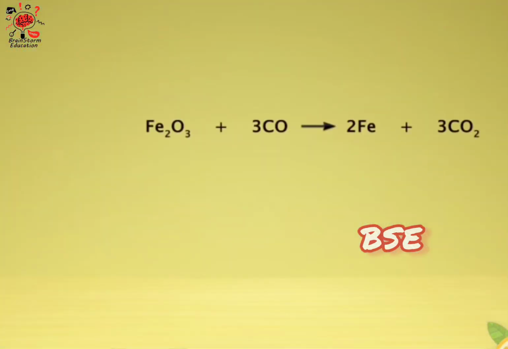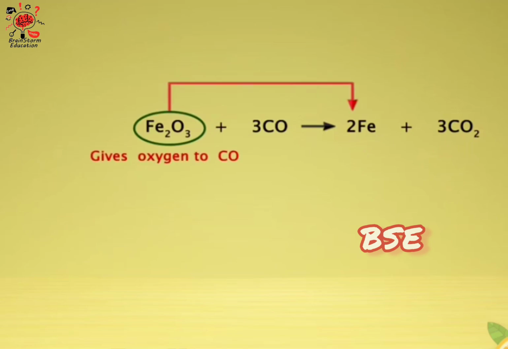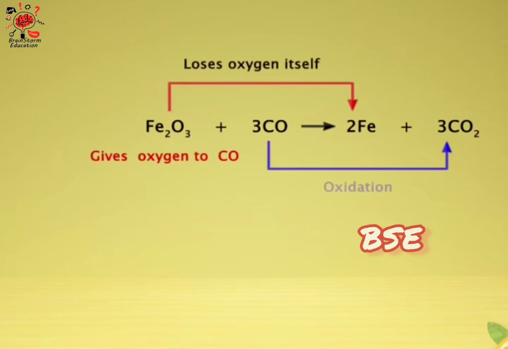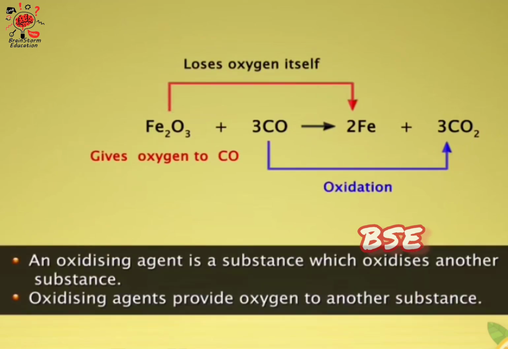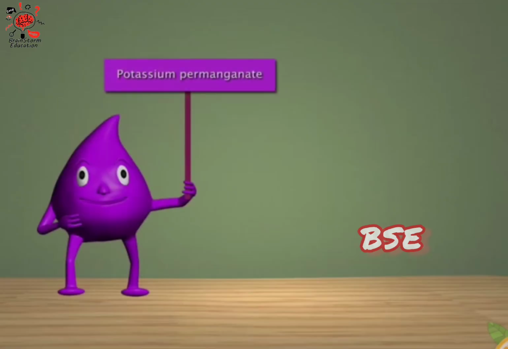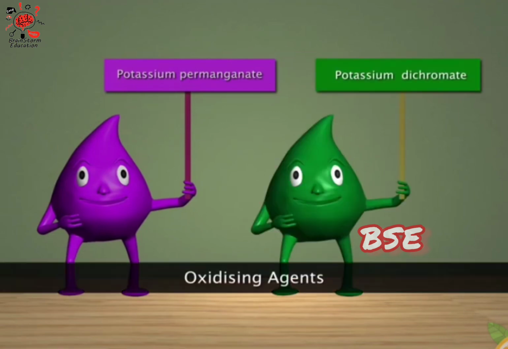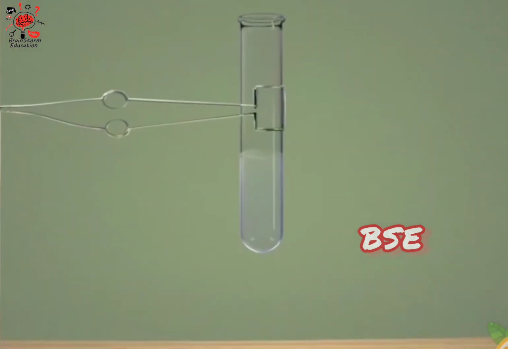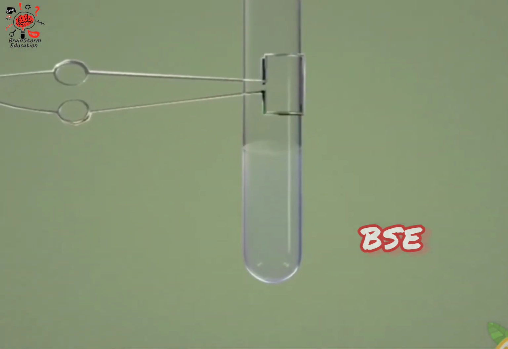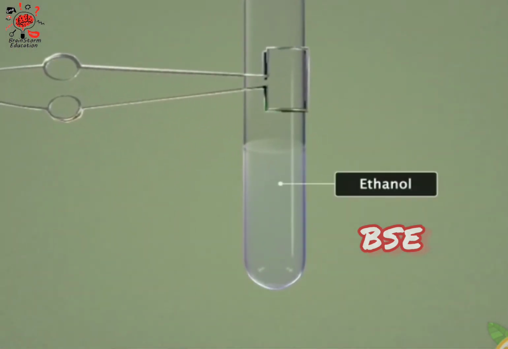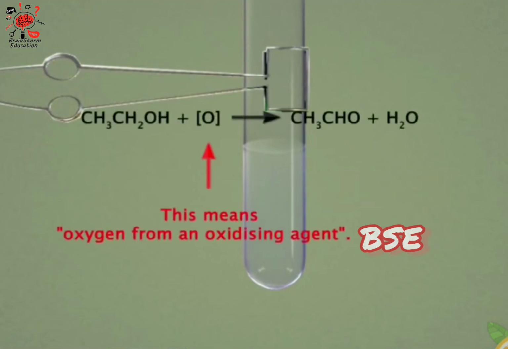In some reactions, certain chemicals provide the oxygen necessary for oxidation reaction. These chemicals act as oxidizing agents. Potassium permanganate and potassium dichromate are examples of oxidizing agents. Let us see what happens when an alcohol, such as ethanol, is heated with oxidizing agents.